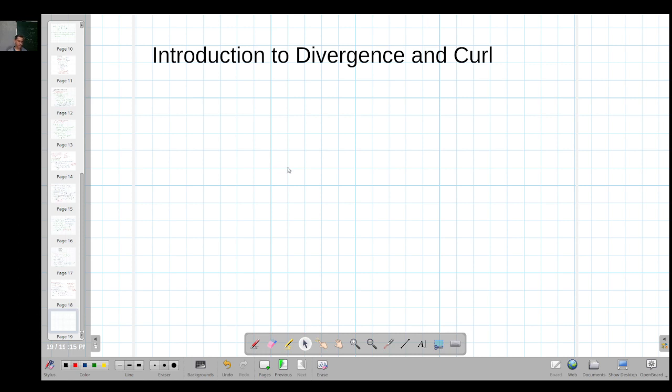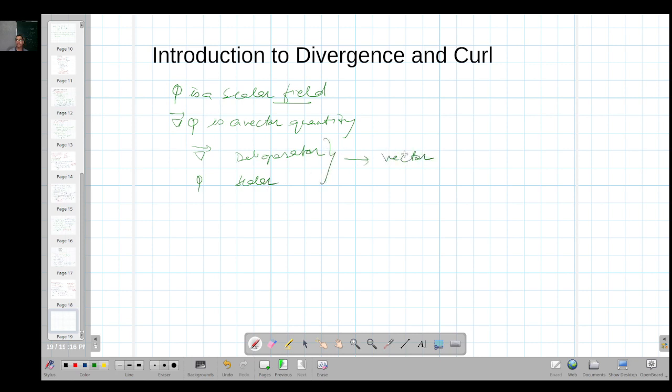As I know in the earlier lectures, if phi is a scalar field, then del phi is a vector. And it is clear in the earlier lectures. So here, this del operator is a vector operator, and phi is a scalar field, and their product is again a vector quantity, right? Because it's a product of these two quantities, as I have seen in the earlier lecture.